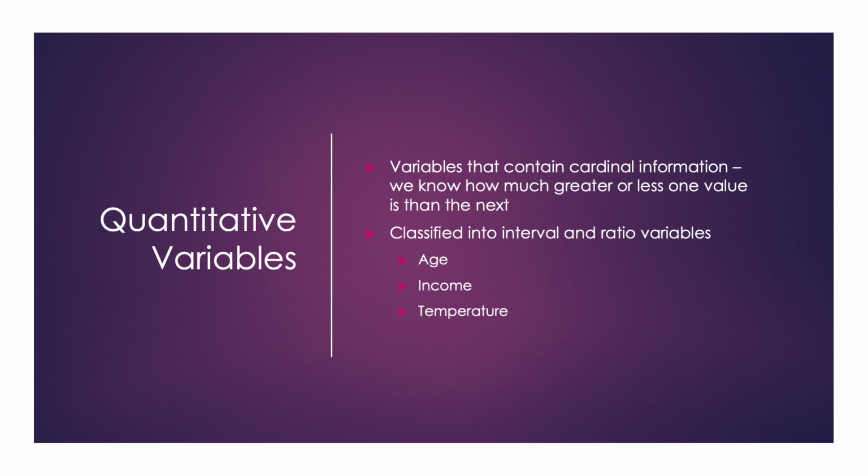Moving on to quantitative variables. These are variables that contain cardinal information, or we have the ability to know how much greater or less one value is than the next. And these are classified into interval and ratio variables. So these can be things like age, income, temperature, things that have an intrinsic numeric value.